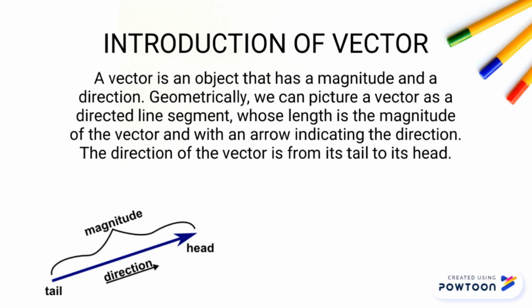First, introduction of vector. A vector is an object that has magnitude and a direction. Geometrically, we can picture a vector as a directed line segment, whose length is the magnitude of the vector, with an arrow indicating the direction. The direction of the vector is from its tail to its head. Let's see the picture in this video. The picture shows direction is from its tail to its head, and the length of an arrow is the magnitude of the vector.